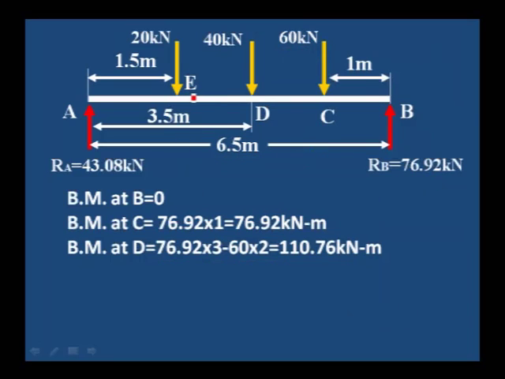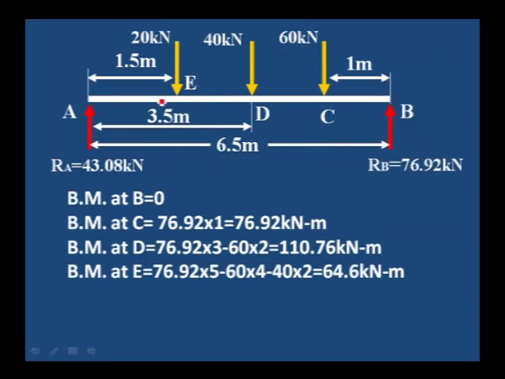Next, bending moment at E. For bending moment at E, you have to take the moment of all the forces on the right side of E, or you can take the moment of all the forces on the left side of E. First, we will take from the right side. See, RB is 76.92 into distance between B to E. B to E distance is 6.5 minus 1.5, that is 5 meter. 76.92 into 5. This is anti-clockwise.